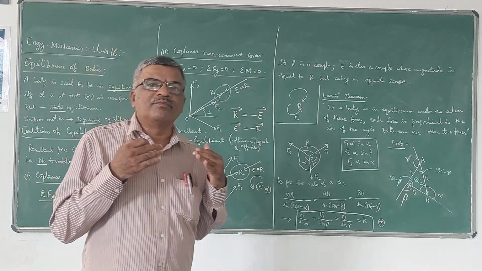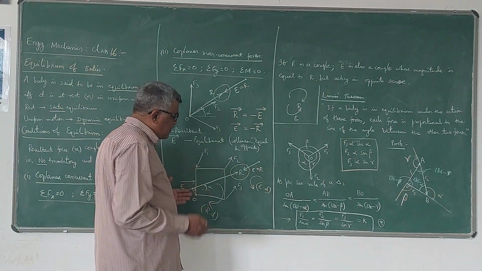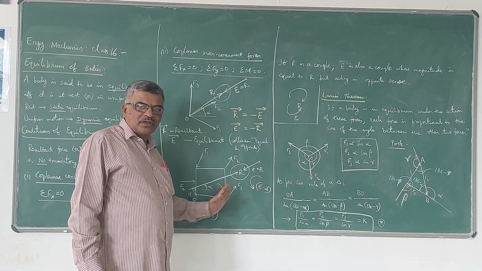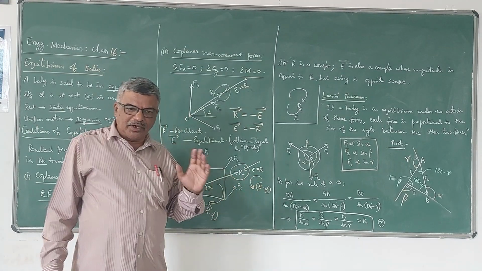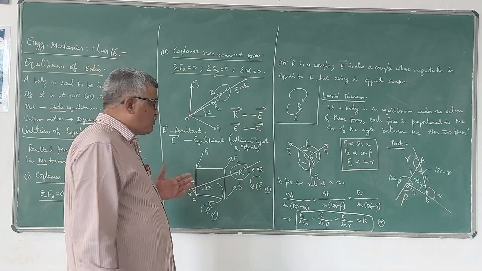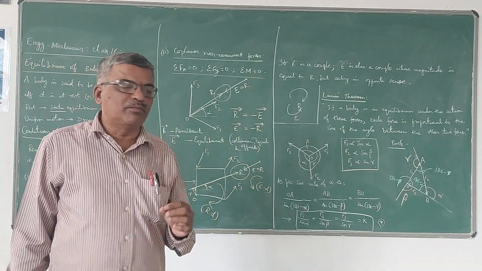In the case of a non-concurrent force system, it can have an effect like this. If the moment due to the resultant force is clockwise about some point, the moment due to the equilibriant will be anti-clockwise about the same point, whose magnitude is equal to that of the resultant. So this is a very important thing.